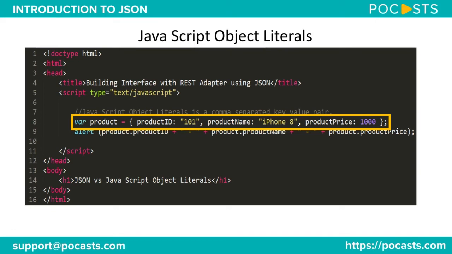So you say var, a variable called product, then you define some fields in it, like product ID, some value, product name, some value, product price, some value. And then you access it with the object name dot field name. It's like you define a class with member variables, then you create an object of the class, and then you use dot notation to access those variables. It's a similar concept, right? You have an object, and then you use the object name to access the object's variable, right?